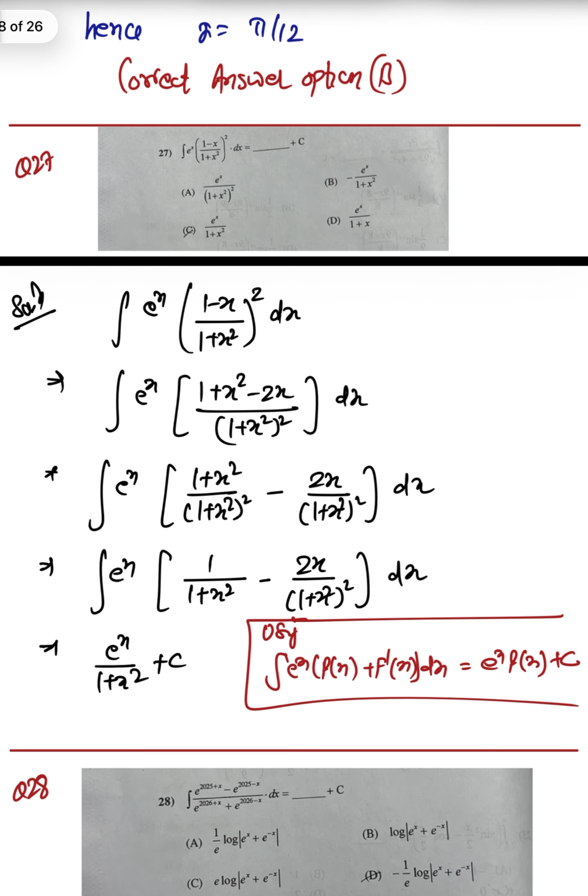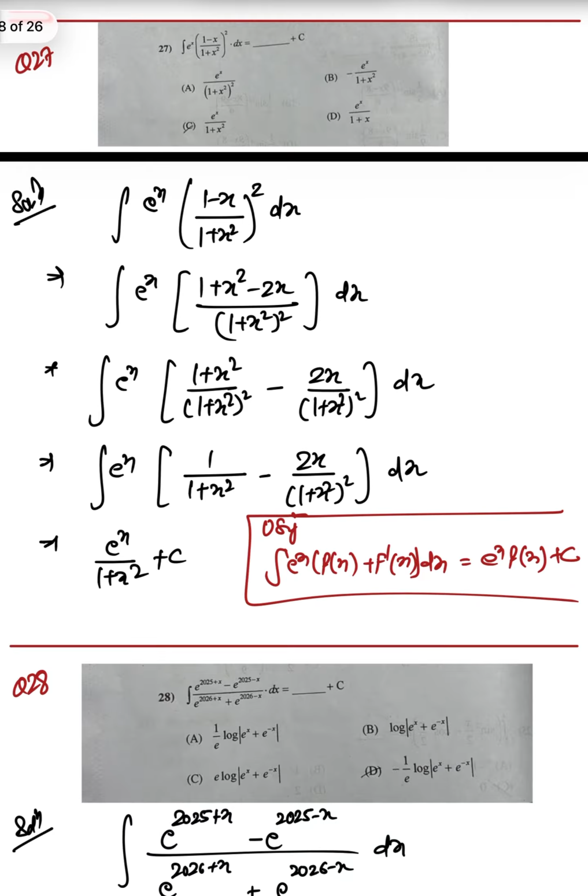27. Integral of e raised to power x times ((1 minus x) upon (1 plus x square)) whole square dx. So we'll open this bracket. Numerator 1 plus x square minus 2x upon (1 plus x square) whole square. You can see I have split it into two terms. The first one is your f(x) and the second one is the differentiation of f(x). Using this standard formula, we'll get e raised to power x into the function, which is 1 upon 1 plus x square. That's why option C is correct.